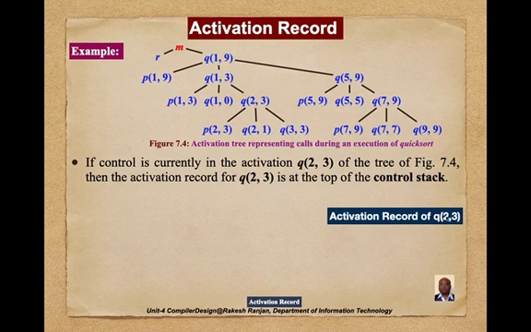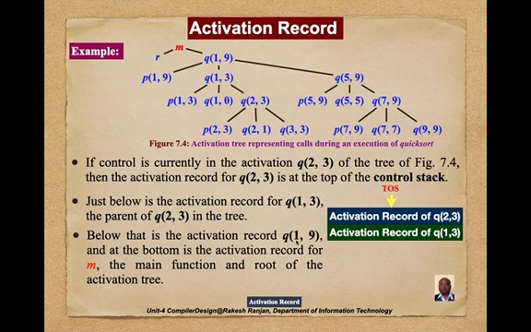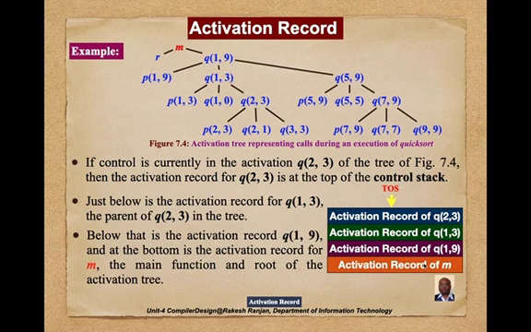Here you can see the top of the control stack is the activation record q(2,3). Just below it is the activation record q(1,3), the parent of q(2,3). Below that is the activation record q(1,9), the parent of q(1,3). Finally, at the bottom of the stack is the activation record of m, then the activation record of q, then q(1,9). So this is how the activation records are stored in stack form.